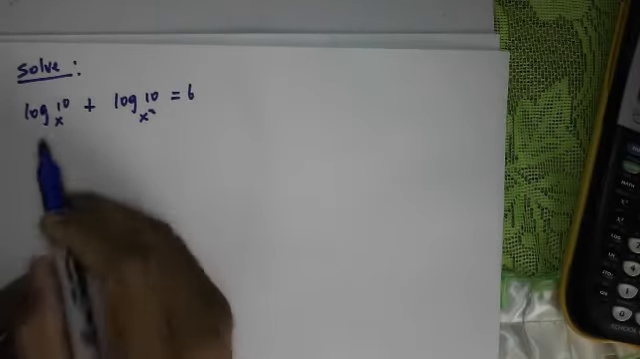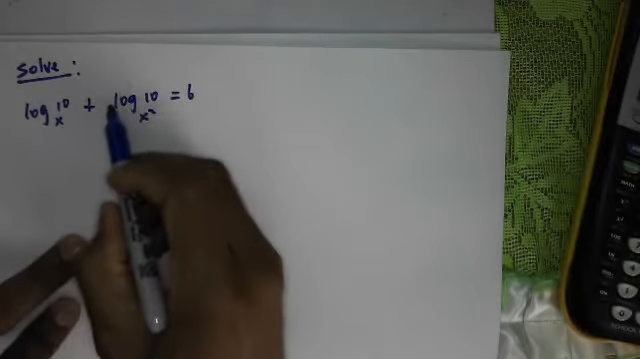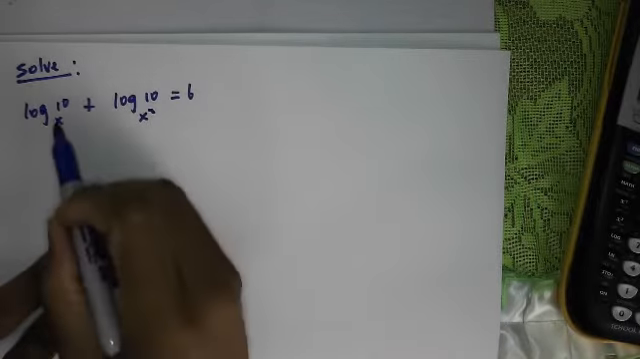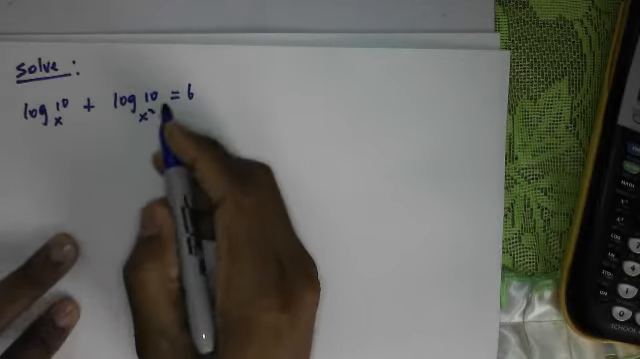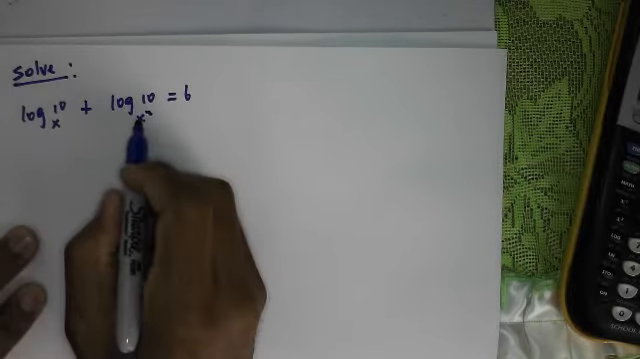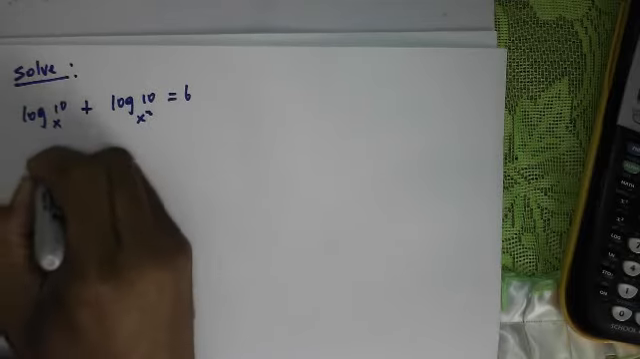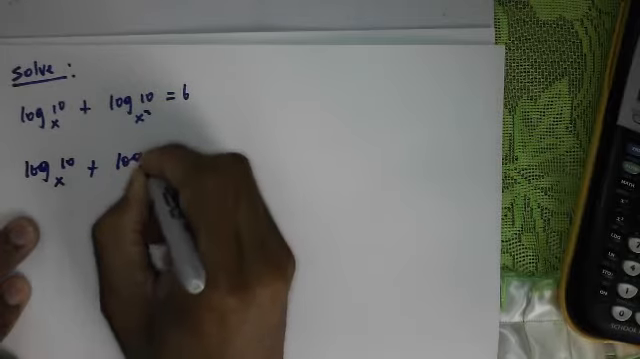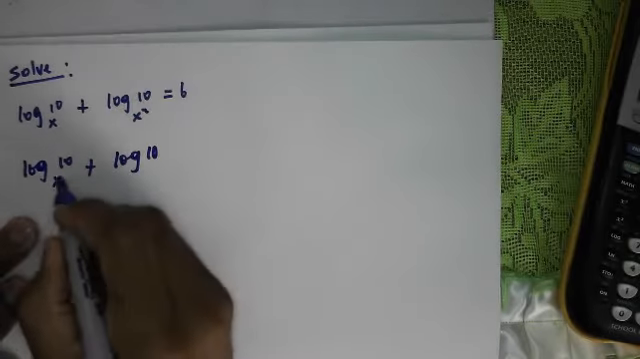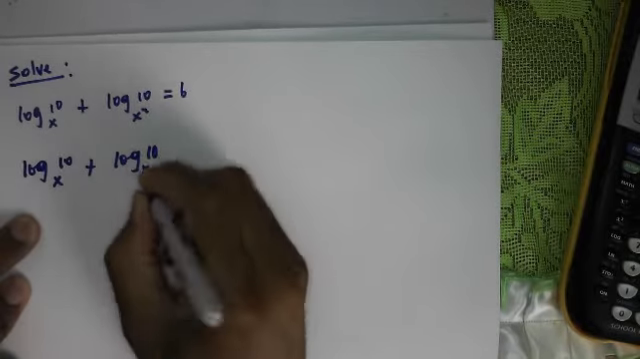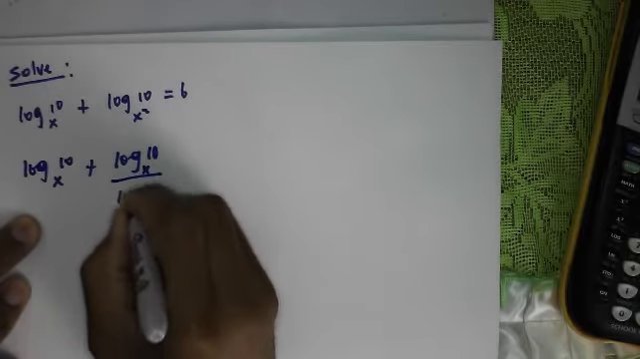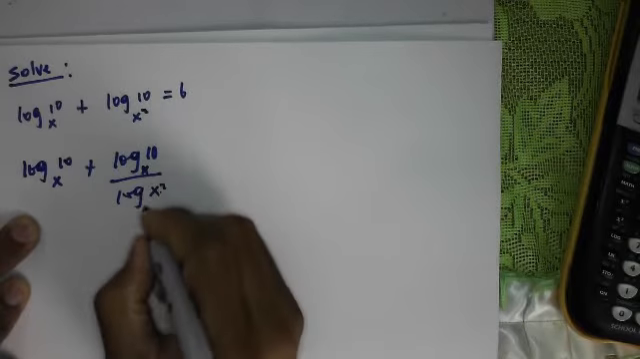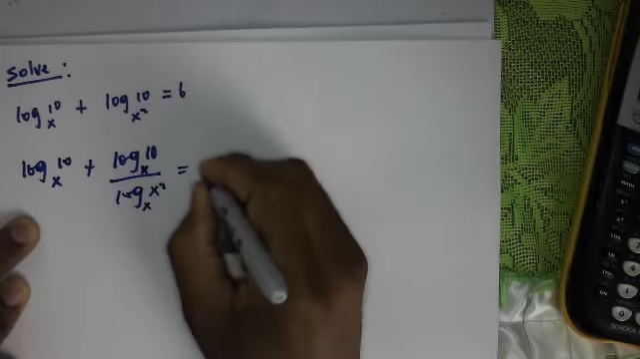Example 2, it says log 10 base x plus log 10 base x squared equals 6. I can get a base x from x squared. And so I'm going to keep this base. I'm going to change this one. So it would be log 10 base x plus log 10, which is this part, I'm going to keep this base here, base x, divided by log of this now, which is x squared, with the same base here, equals 6.